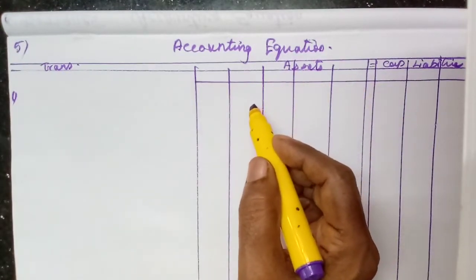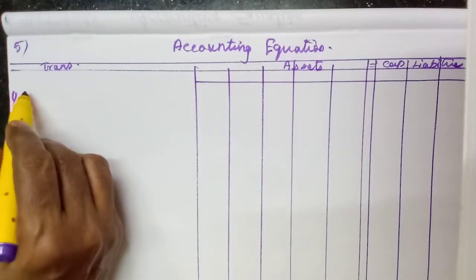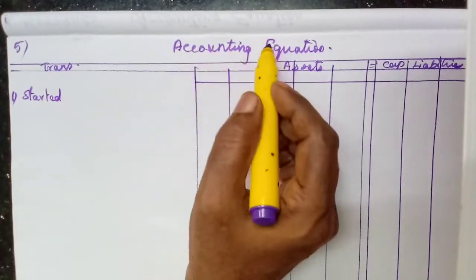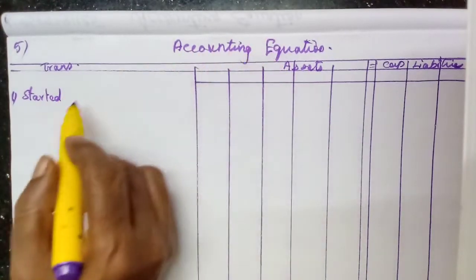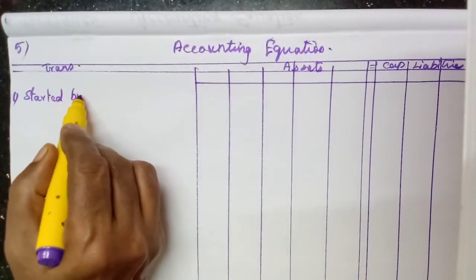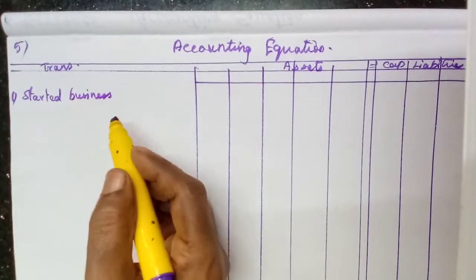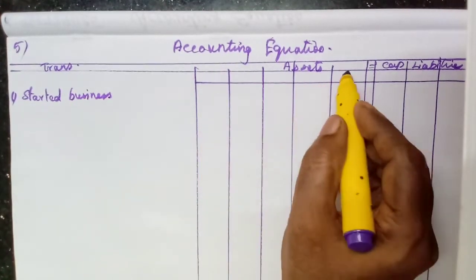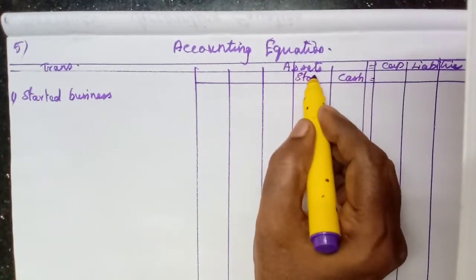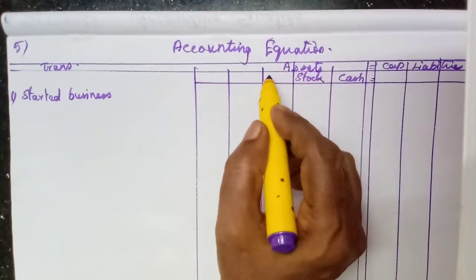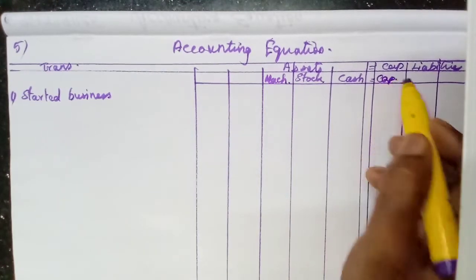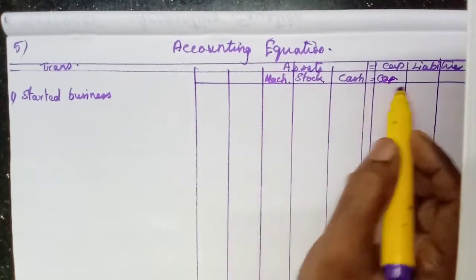First transaction, Anbu started business. He started business. Here you can write in the books of Anbu because it is given in the first one. Anbu started business, so you can also write in the books of Anbu. Started business. With what is he starting? With cash. So you write here cash. Then goods, we should not write goods, we should write stock. Then machine. Here capital, you write again.